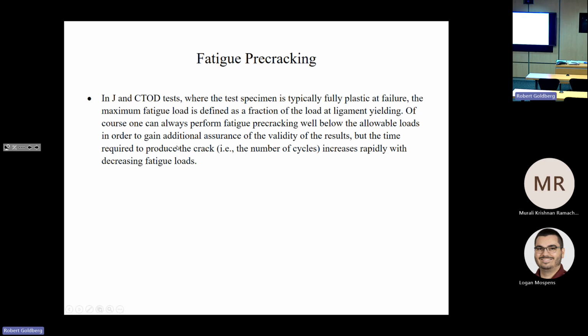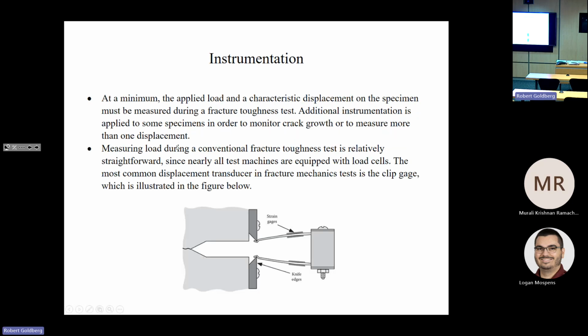So you use the standards as a guide, and then if you're really worried about things, you can always lower the load intensity that you put on the specimen to get your fatigue pre-cracking, just keeping in the back of your mind that the lower load you have, the longer it may take to get a good fatigue crack. But as I said, this is also all specified in the standards.